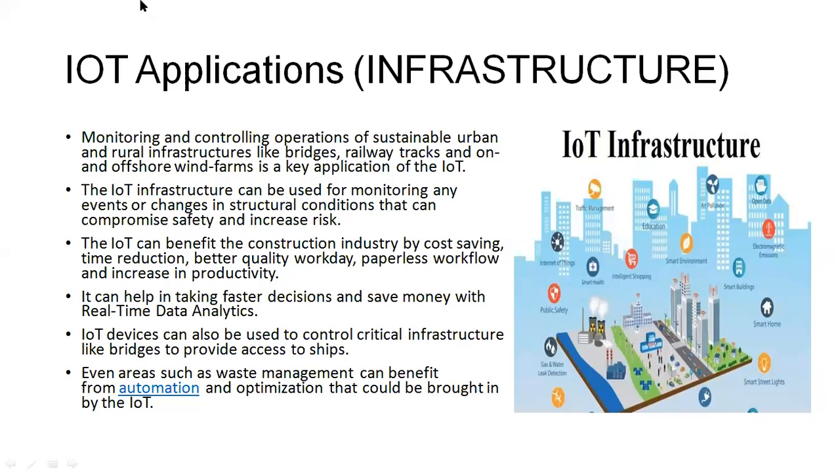The IoT infrastructure can be used for monitoring any events or changes in structural condition that can compromise safety and increase risk. Just like in bridges, it will sense the structural change and give a notification so that appropriate action will be taken before any kind of mishap there.